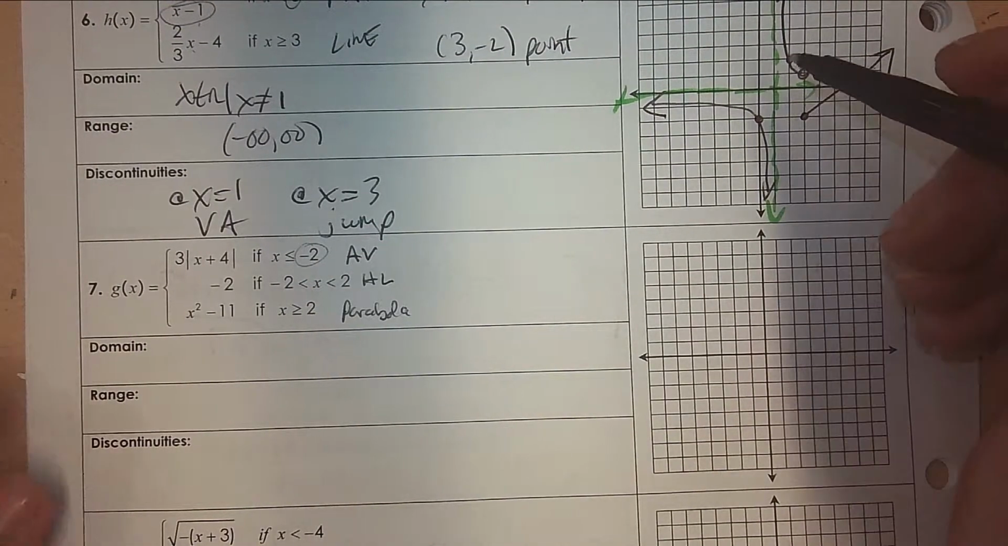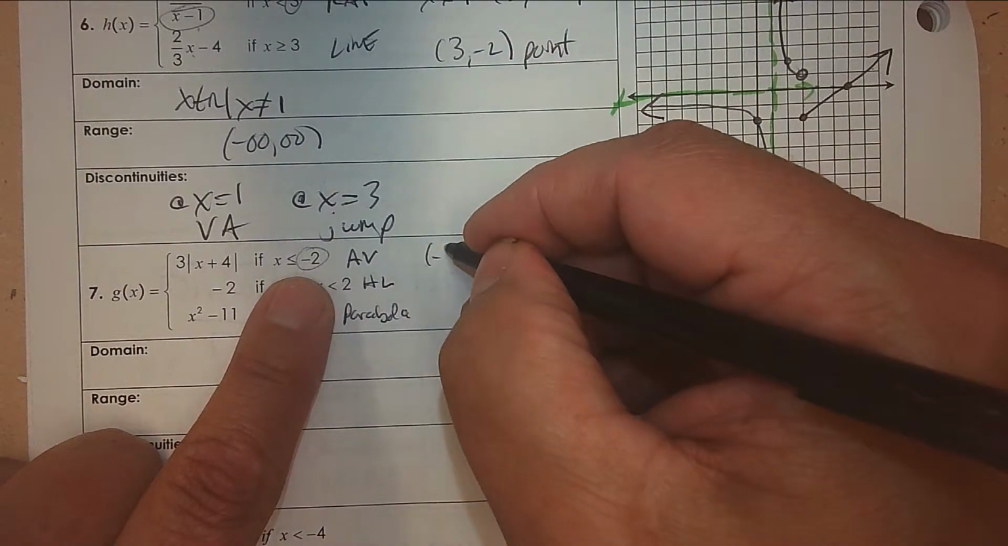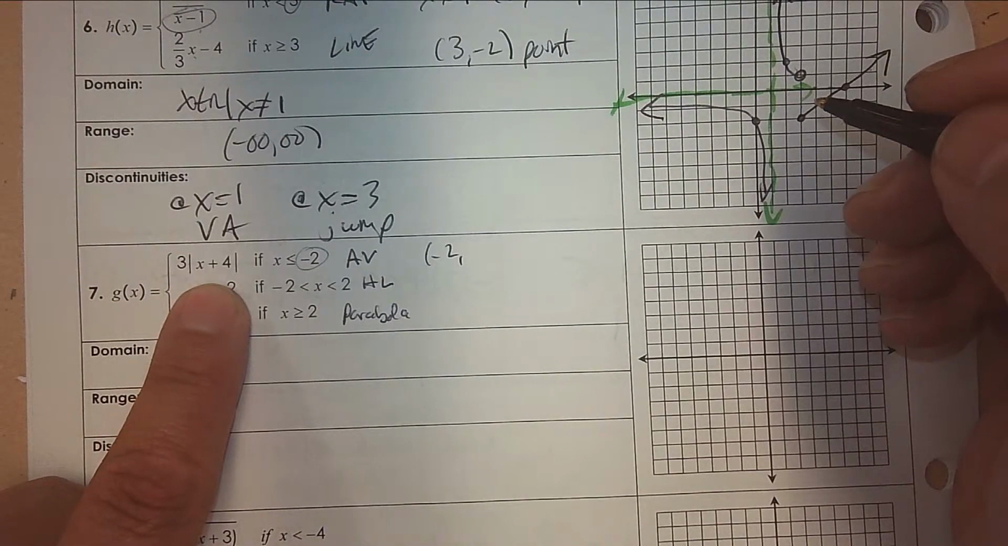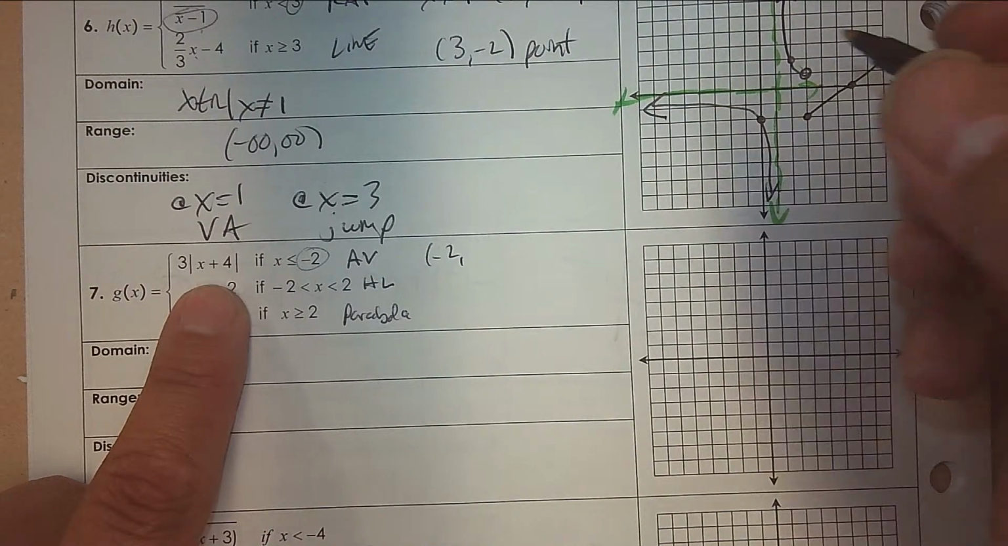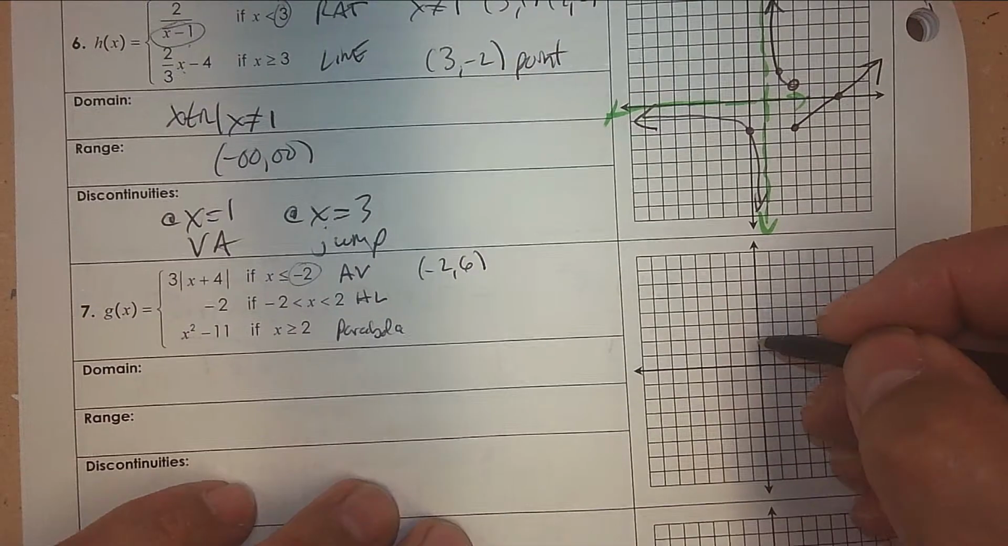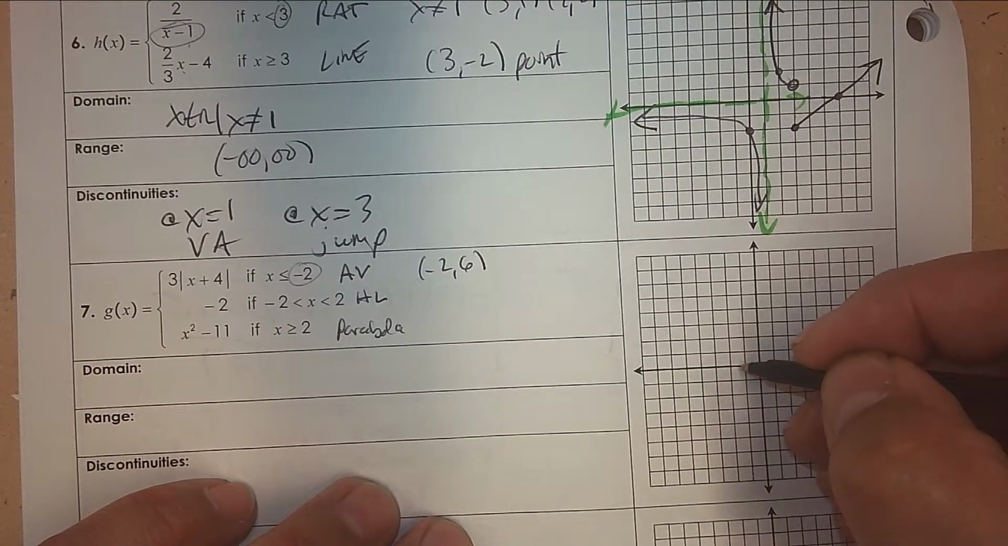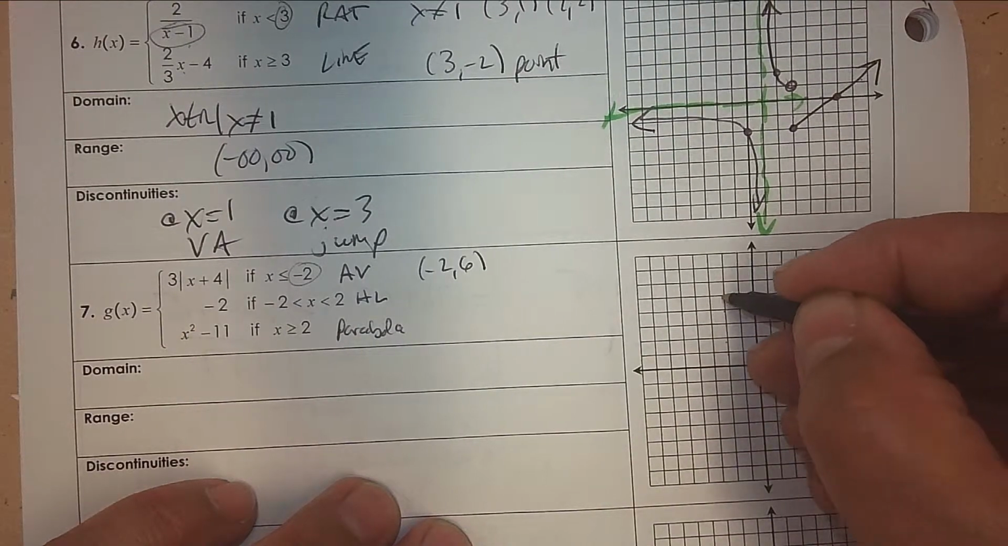So I'm going to plug in negative 2. It's going to be a point there. So negative 2 plus 4 is 2. The absolute value of 2 is 2 times 3 is 6. So at (negative 2, 6), and it's a point.